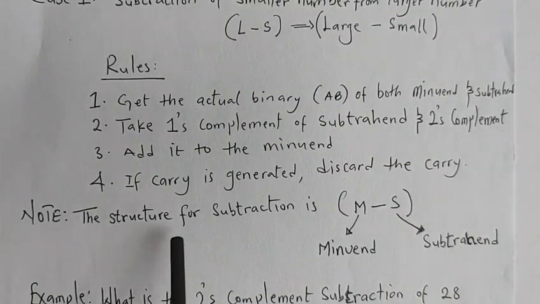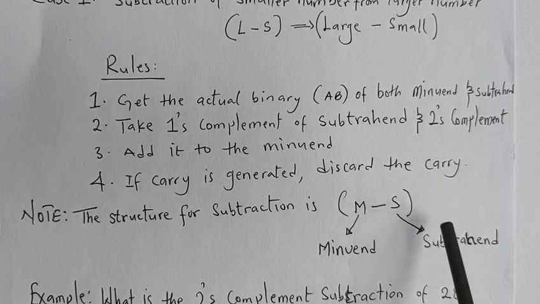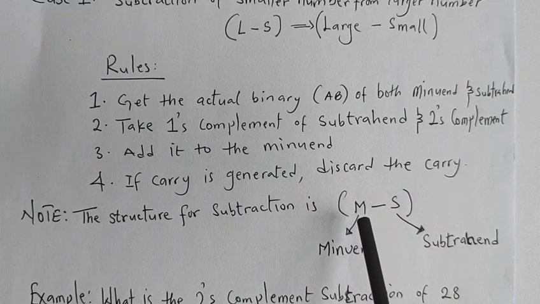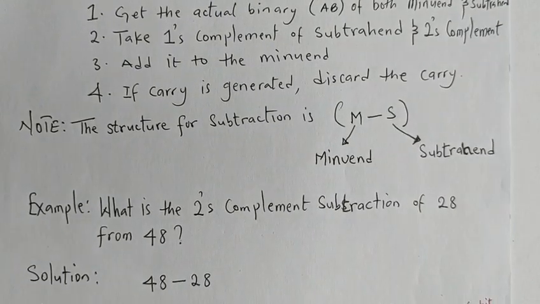Note that the structure for subtraction is minuend minus the subtrahend. The subtrahend is nothing but the value that is to be subtracted from the other value. The minuend is the value from which the other value is subtracted. Now let's go straight to a very quick example.